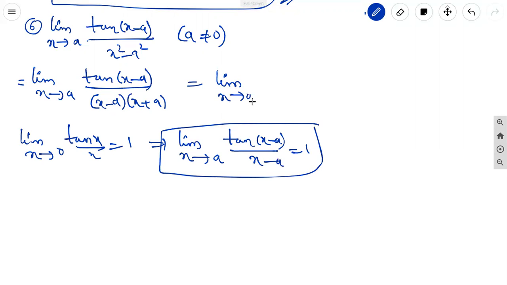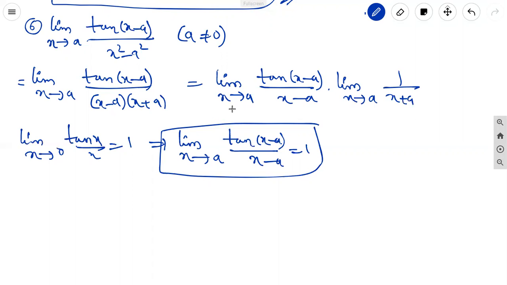That is one, limit x tends to a of tan of x minus a by x minus a, and one more factor, limit x tends to a of 1 by x plus a. We know that the first is equal to 1. For the second factor, we can substitute x equal to a, that is a plus a, so 1 by 2a. It is the answer.